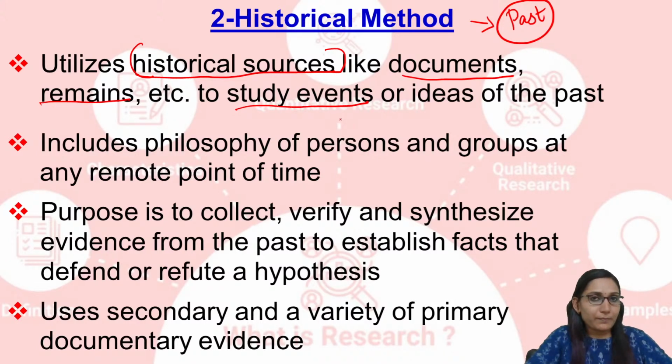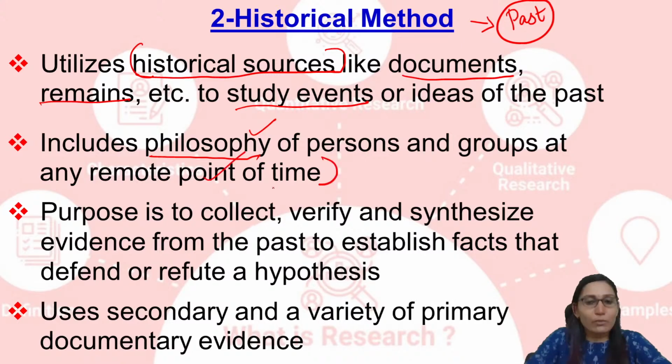So to do more research or to study any event or anything of the past, historical sources are used. Maybe there are some historical documents available, historical remains available, etc. So these are used. And the historical method includes the philosophy of persons and groups at any remote point of time. So in the historical method, the philosophy of persons and groups at any remote point of time is included.